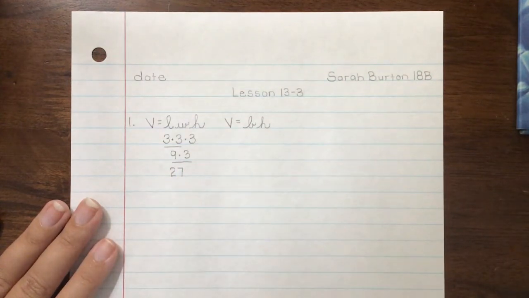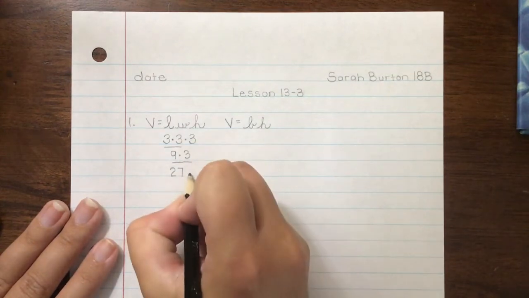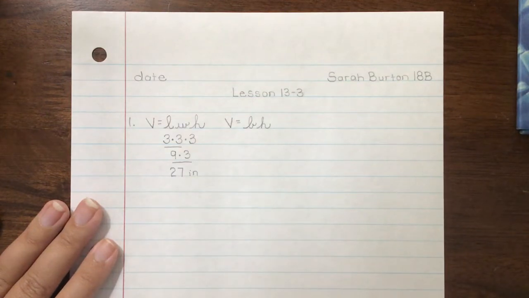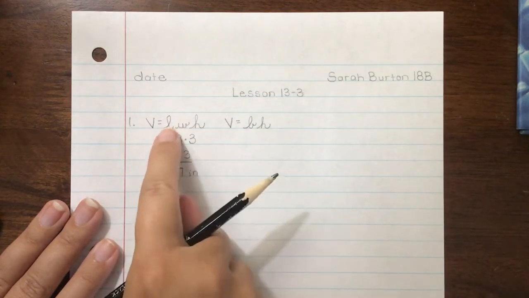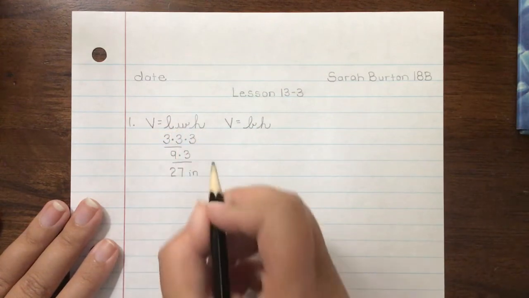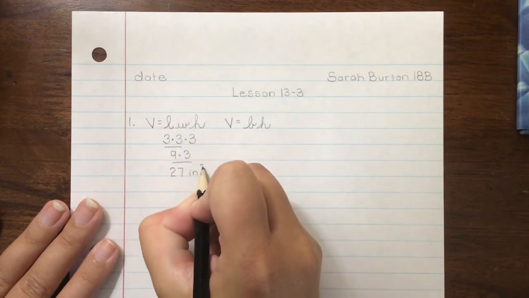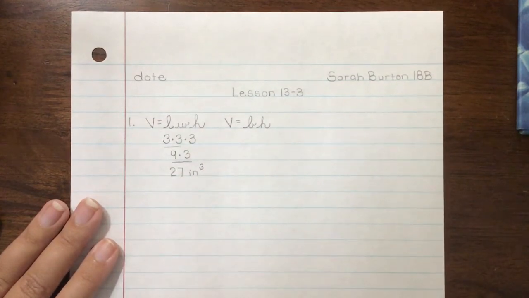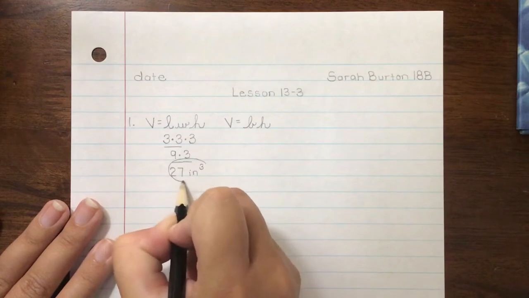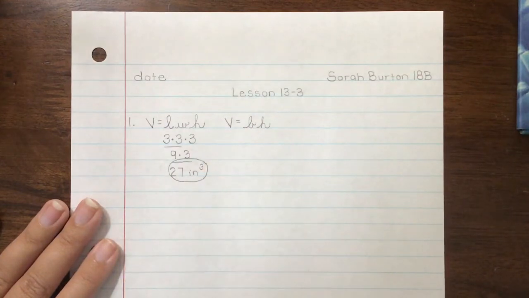Now if I leave it there, this is not a scholarly answer. My cube was measured in inches. And because I just measured 3 dimensions, length is 1, width is 2, and height is 3, this is inches to the 3rd power, and we read that as inches cubed. Circle our answer.